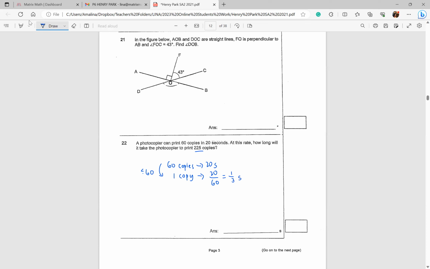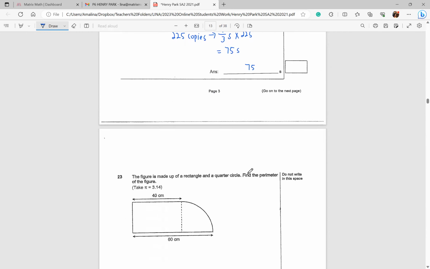And then you want to find for 225 copies. I will take my 1/3 second times by 225. So this will give us 75 seconds.